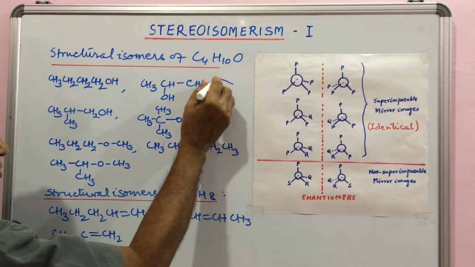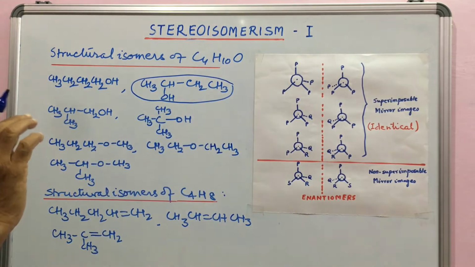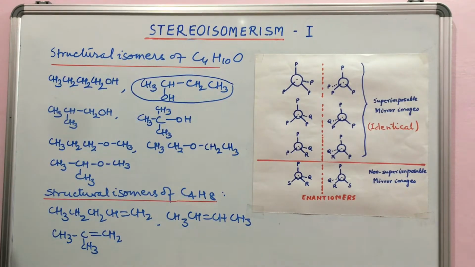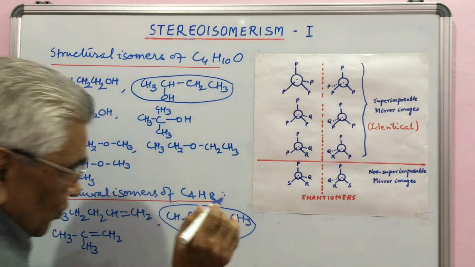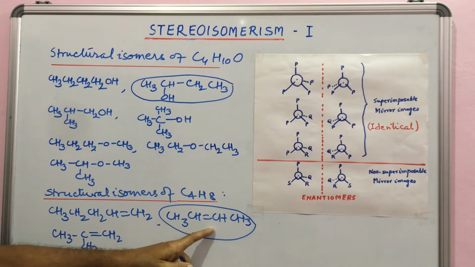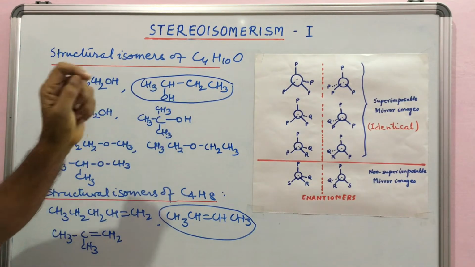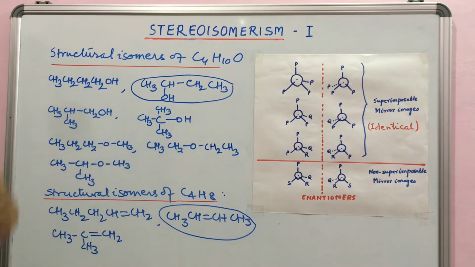We will see that butanol 2 will exist as 2 stereoisomers and butene 2 will exist as 2 stereoisomers. These will be geometrical isomers, these will be optical isomers. So we will now take stereoisomerism in detail.